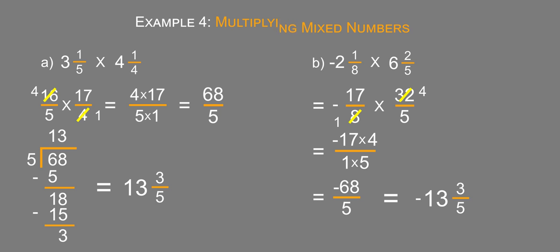So again, anytime we're multiplying mixed numbers, we want to convert them to improper fractions, then multiply the numerators, multiply the denominators, and then simplify. If we have common factors in the numerator and denominator of each term, the top of one, the bottom of the other, we can factor out those common factors first, and that makes things a little simpler.